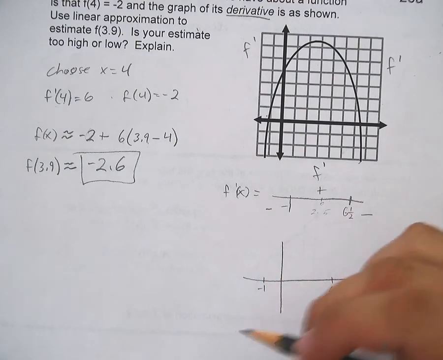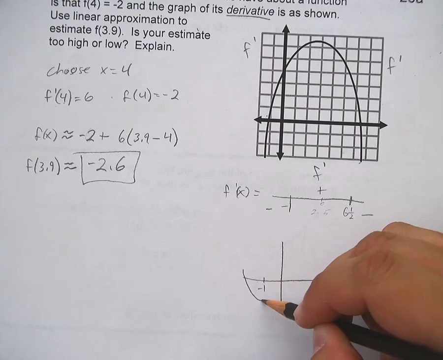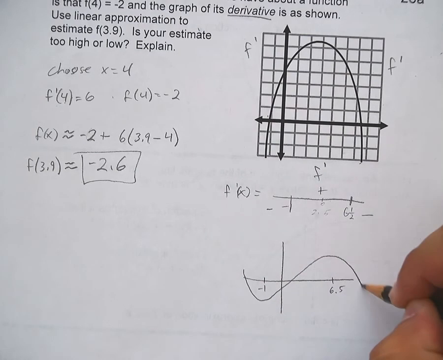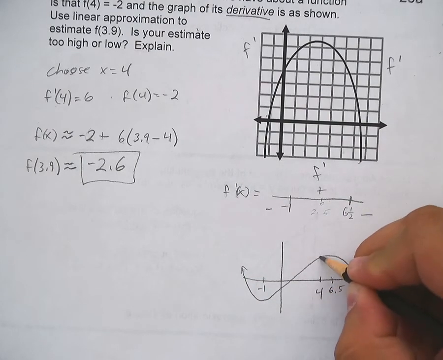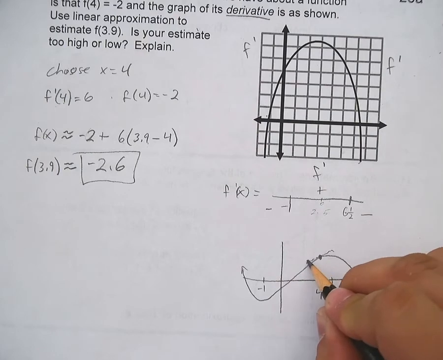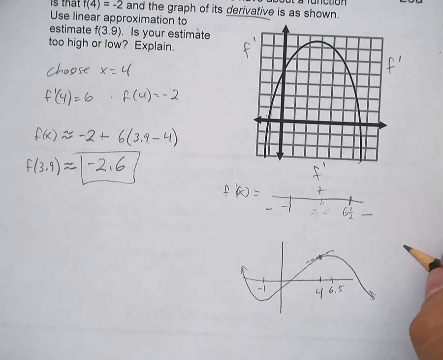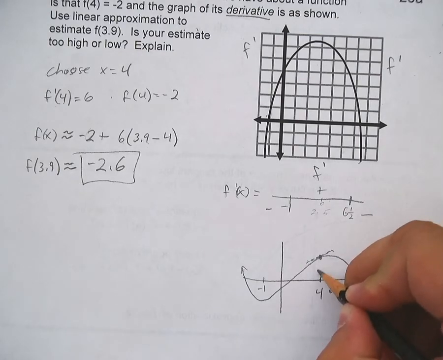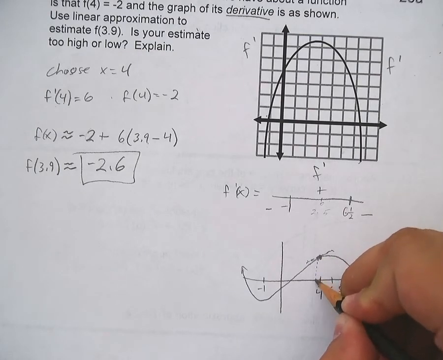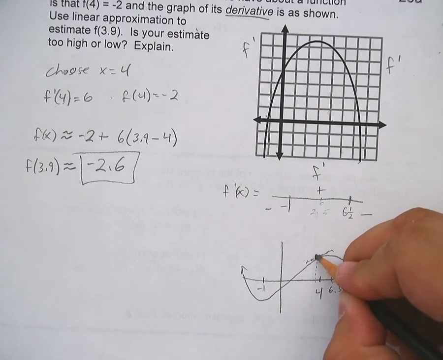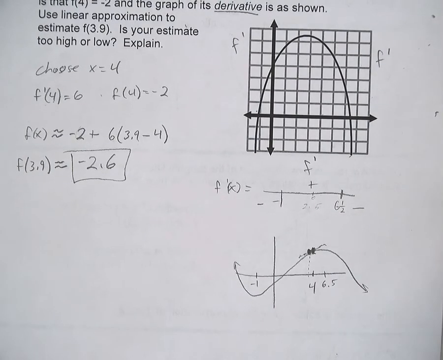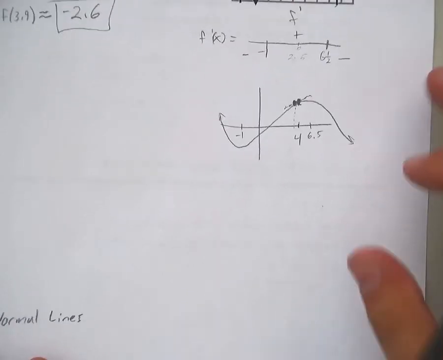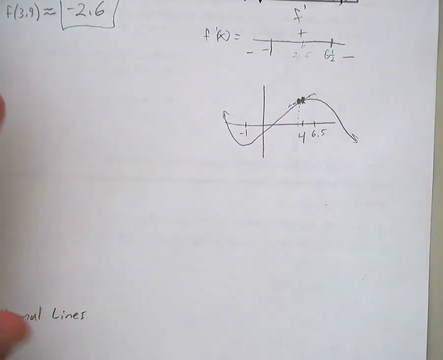So it doesn't really matter exactly where this is at. It's just decreasing, increasing, decreasing, right? And this is for, okay, so that's 4, and this is 3. We're trying to find 3.9, right? So here's the point we're trying to find. Here's the point that we're using. So is the point we're using higher or lower than 3.9? Well, because this thing is increasing right here, 4 is higher than 3.9.